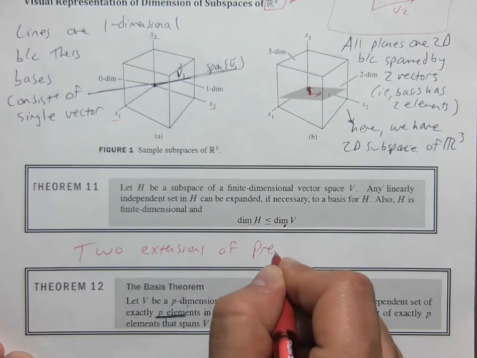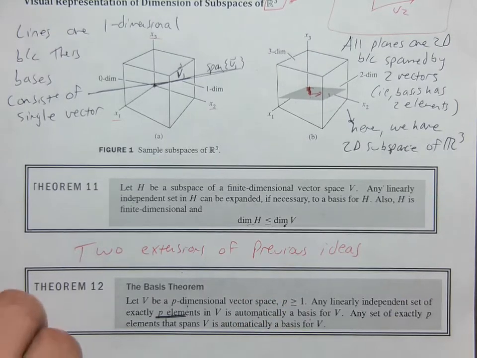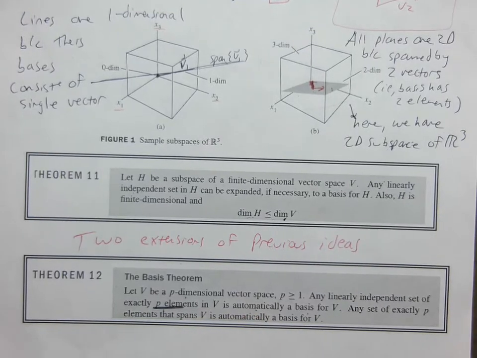So these two theorems here are just two extensions of previous ideas. Not huge big deals, but hopefully they make sense sort of if you've been following along and the idea of a dimension makes sense to you.